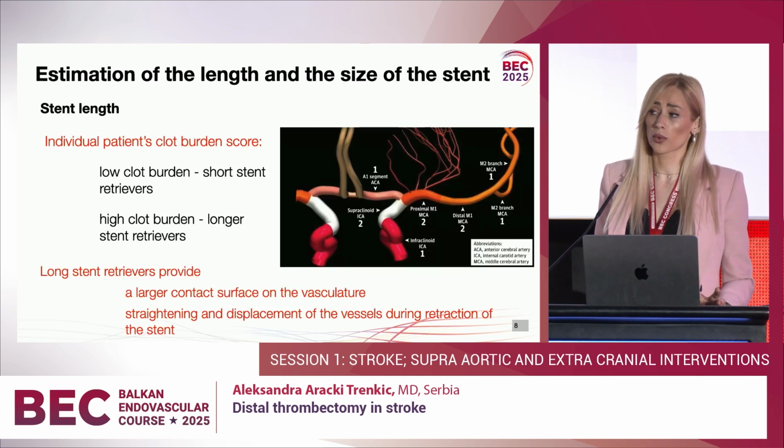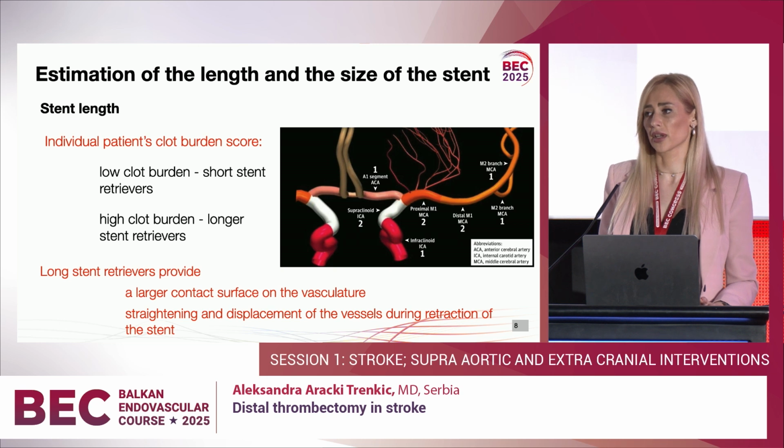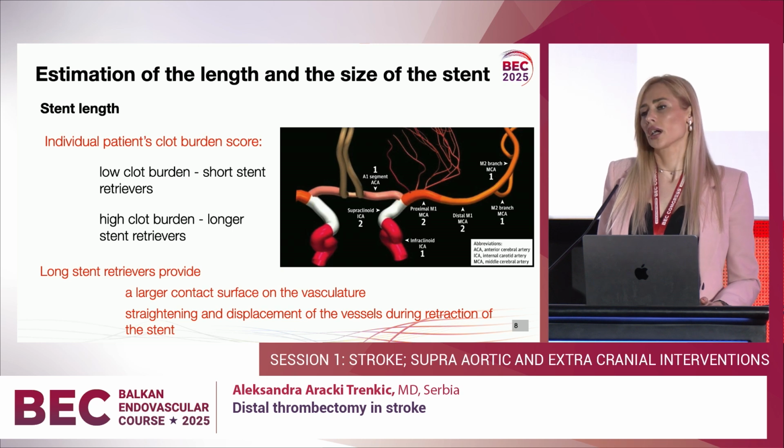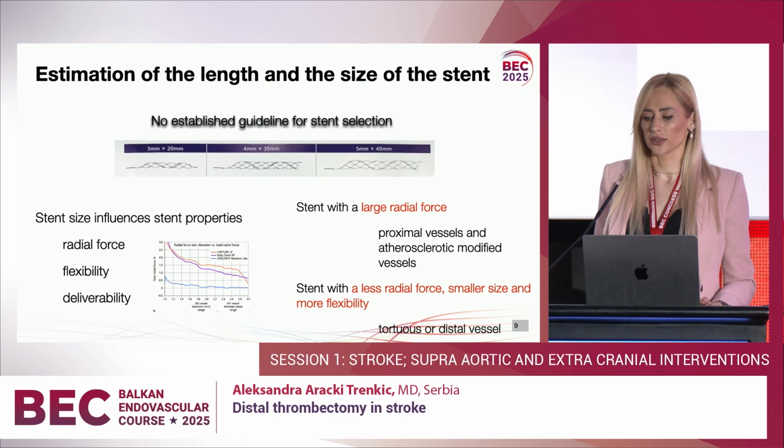And why did this happen? The long stent retrievers provide a longer contact surface on the vasculature, and in distal vessels, which are tortuous and sharply angled, there is a high possibility of over-straightening and displacement of the whole artery tree during the extraction of the thrombus using a long stent retriever.